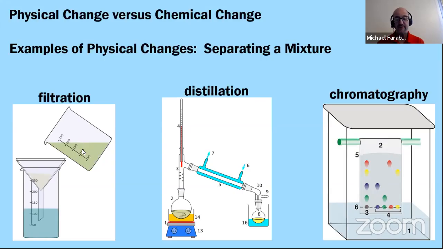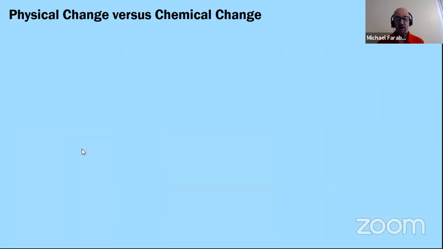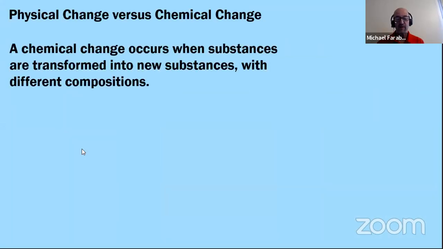So in contrast, a chemical change involves a transformation of one substance into a new substance that has a new composition. So rather than, let's say, simply evaporating water, if we undergo electrolysis where water is transformed into hydrogen gas and oxygen gas, those substances are completely different. That would be a chemical change.